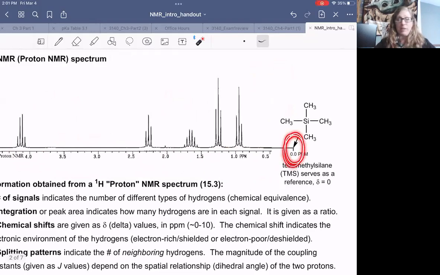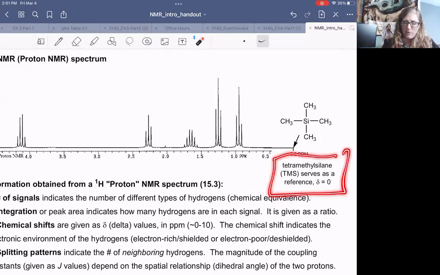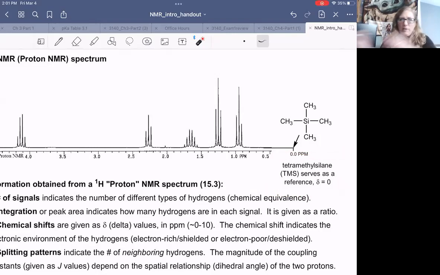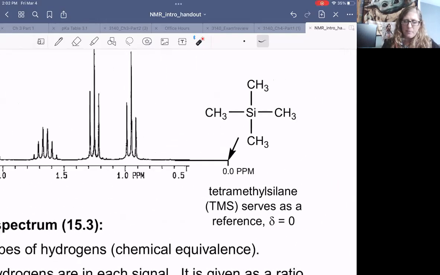Sometimes we see a signal right at 0. It might occur in the spectrum. If it does, that is not part of our structure. That's just a standard that was added to the sample so that we can use that for reference. That's not often done anymore. But the reference we use, the definition of these parts per million, is parts per million with reference to TMS, which is tetramethylsilane. Tetramethylsilane is defined as being at 0, and then everything else is relative to that. And this is the structure of tetramethylsilane.